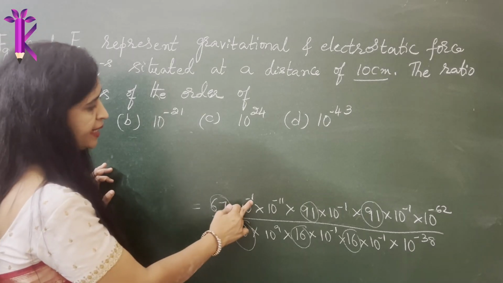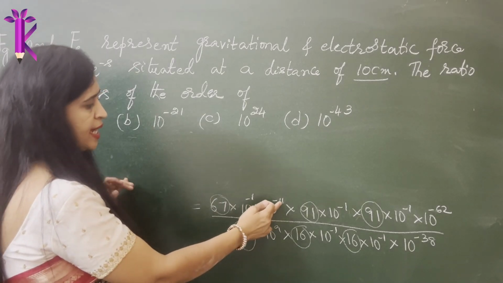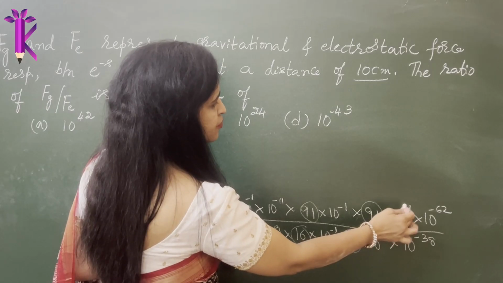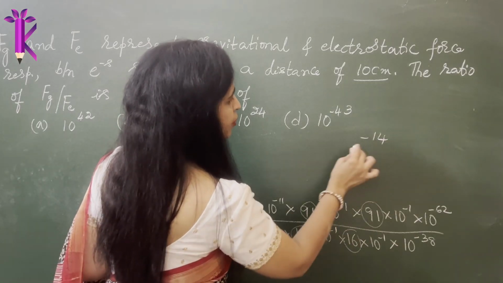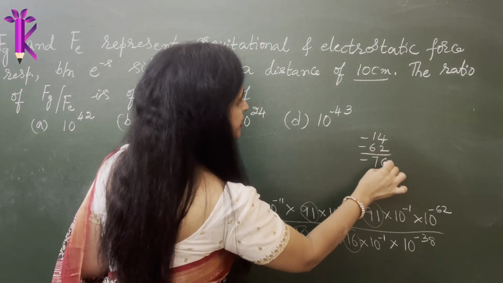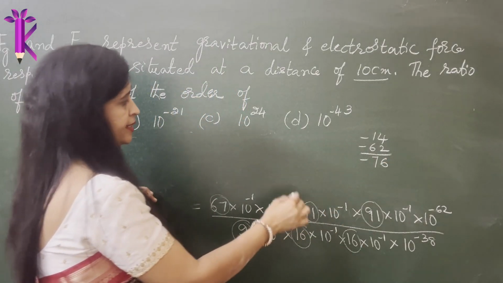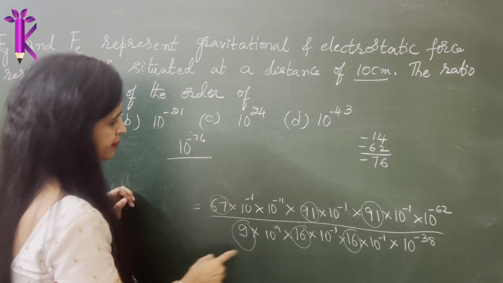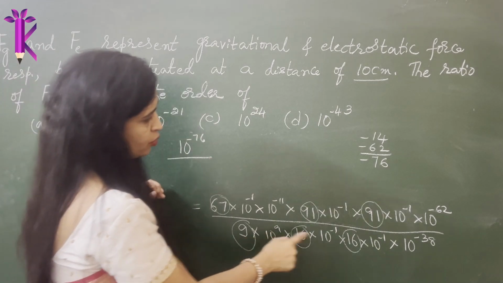So let's do it. Minus 1 minus 11 is minus 12. Minus 12 minus 1 is minus 13. And you have minus 14. So minus 14 minus 62 is going to be minus 76 in the numerator. So in the numerator, you have 10 to the power of minus 76, whole divided by 9, and then, okay, let's do this.